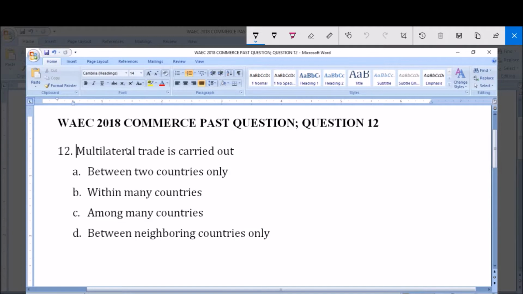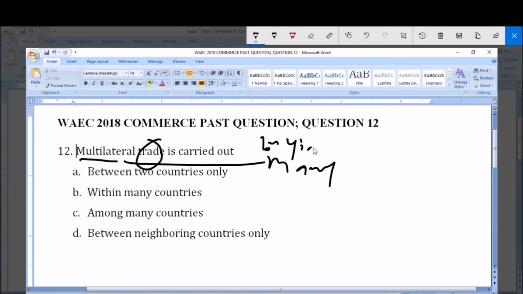Question number 12 says, multilateral trade is carried out dash. When we talk about multilateral, the word multilateral simply means many, meaning many, multi. Then when we talk of trade, as we established in our previous lesson, it means the act of buying and selling of goods and services or products. That is what trade connotes.